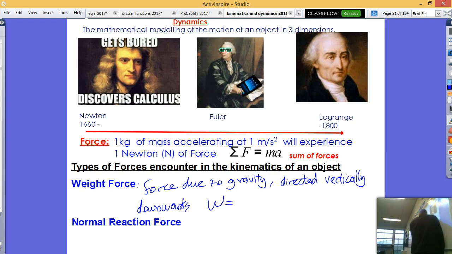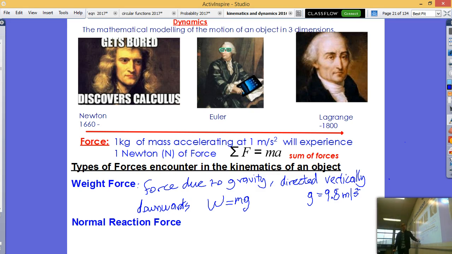Weight force is given by, we sometimes refer to it as W, mass times the acceleration due to gravity. Now, the acceleration due to gravity we're going to be using is here on Earth. Every object accelerates towards the ground at 9.8 meters per second squared.